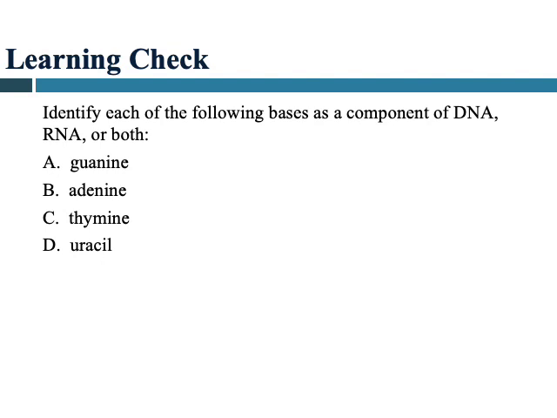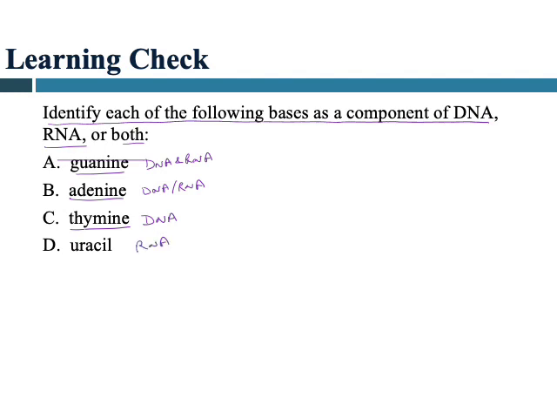Okay, so now let's do one more problem over here. Identify each of the following bases as a component of DNA, RNA, or both. So guanine is present in both DNA and RNA. Adenine is also present in DNA and RNA. Thymine is present in DNA only, not in RNA. Uracil is present in RNA. Right.